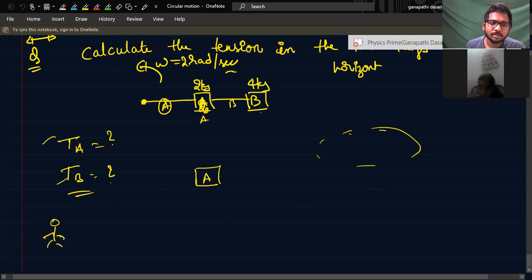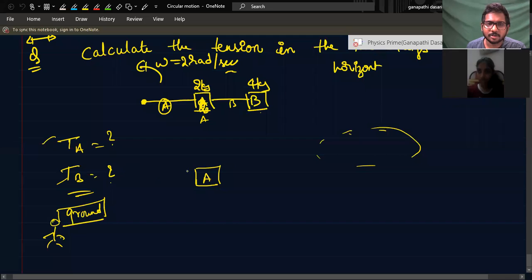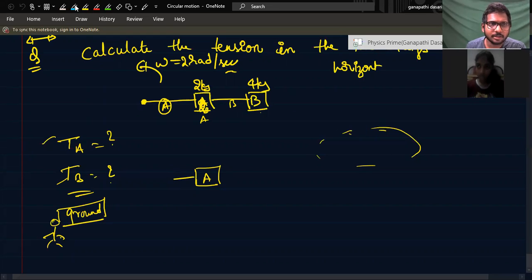So now I will try to solve this problem in 2 ways, so that you will understand how problems can be solved. First, I will solve in the ground frame. You will get the same answer. So ground frame, if I draw the free body diagram, cut it and pull it.